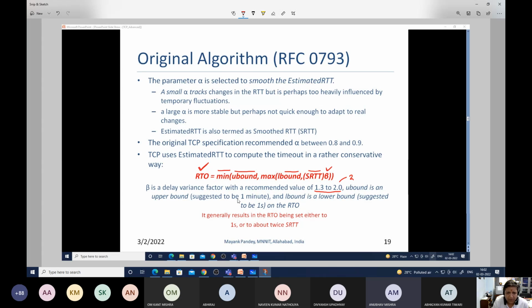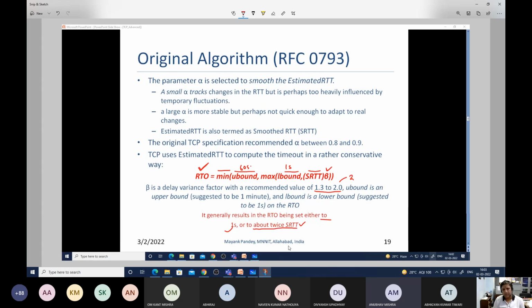Upper bound is suggested to be 60 seconds, or 1 minute. And lower bound is suggested to be 1 second. So your upper bound of RTO would be 60 seconds and lower bound would be 1 second. So if you just solve this, what is the result? It generally results in RTO being set either to 1 second or about twice the smooth RTT.